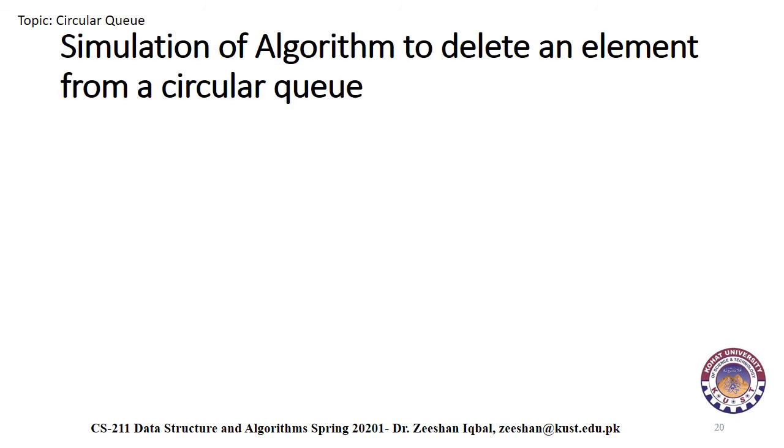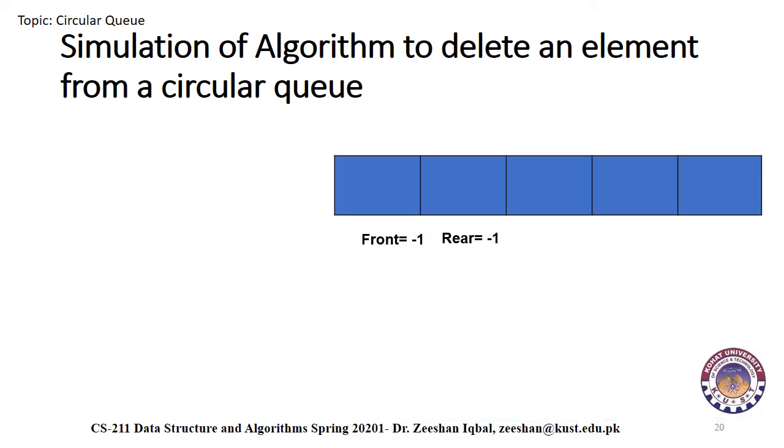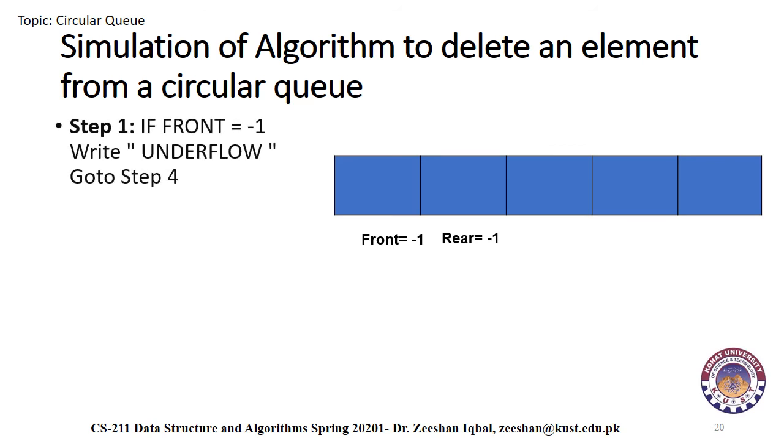While simulating the algorithm to delete an element from a circular queue, consider a situation where we have no values in the queue. Here we will have front equal to -1 and rear equal to -1. In this case, the first if condition in step 1 will be true. The algorithm will write underflow and control will go to step 4 by exiting the function, as a value cannot be deleted from an empty queue.